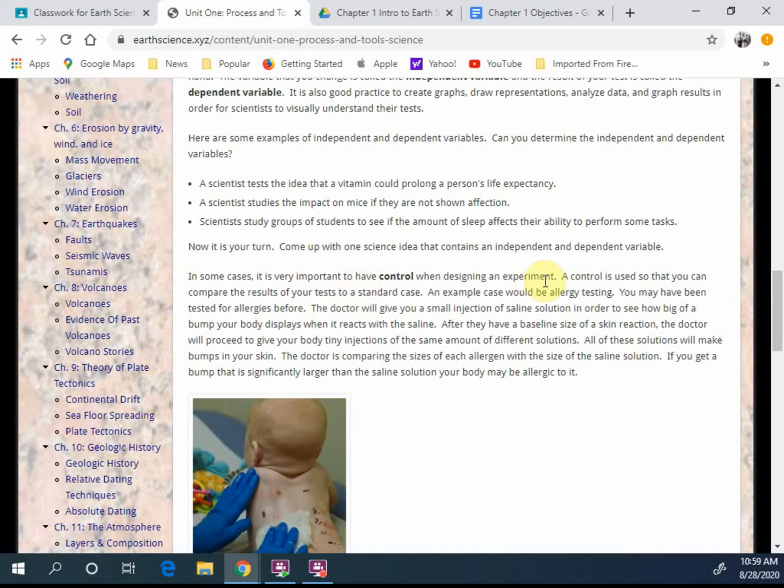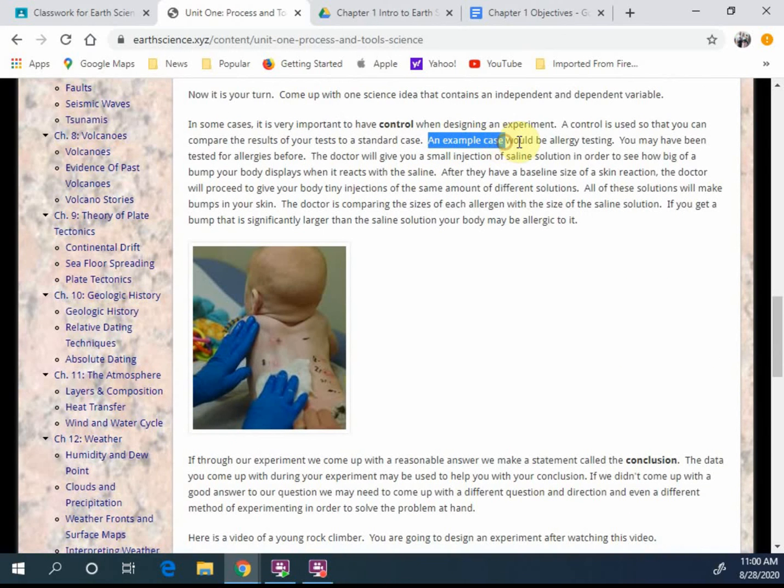A control is used so that you can compare the results of your test to a standard case. Another term that you can use correspondingly with the word control is the word standard. You can relate to that word probably a little easier than control. Synonymously, they mean the same. So let me give you an example.